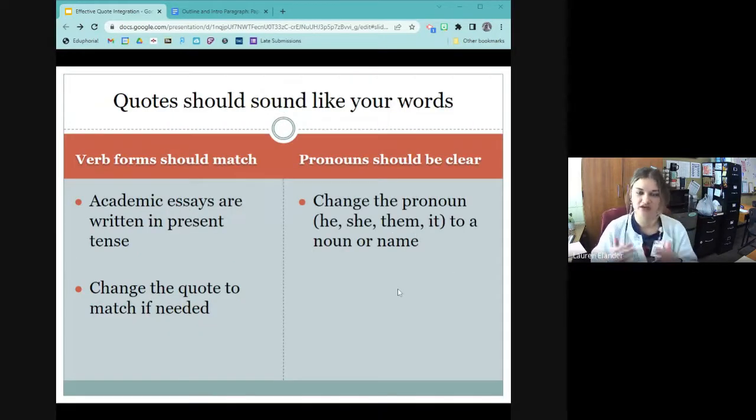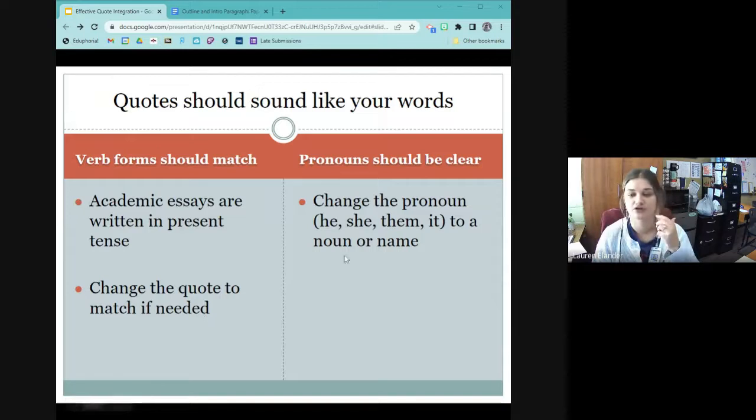Also, when you're having quotes in a sentence, they should sound like your own words. If I were to read an essay out loud, it should be so smooth when I'm reading the quote that I'm not aware of when the quote begins or when it ends. A couple things to think about: that means everything should be written in present tense. If I need to adapt the citation to meet that, that is okay. I want to edit that to the present tense to match the rest of the essay. Those little minor changes are allowed.